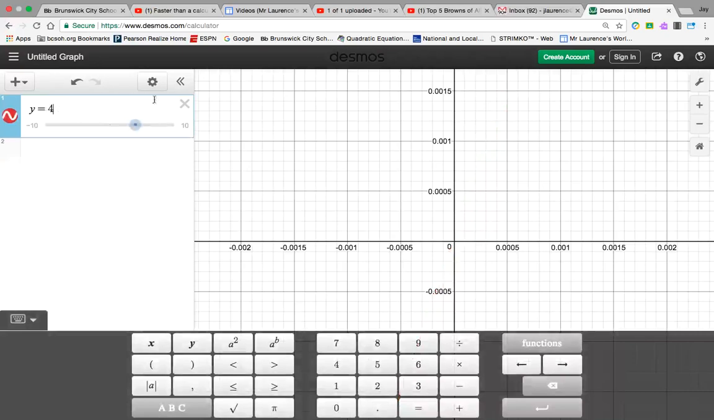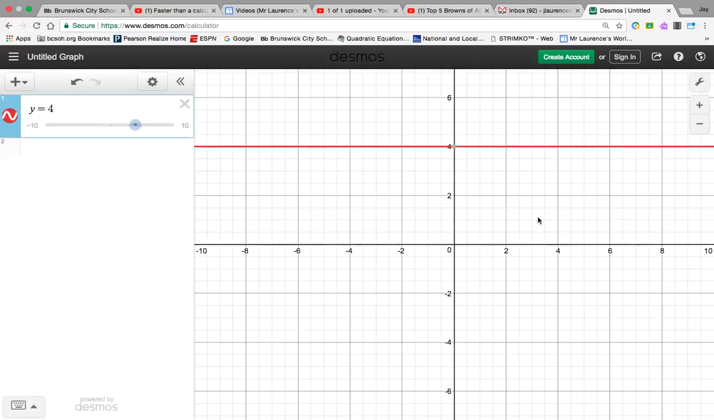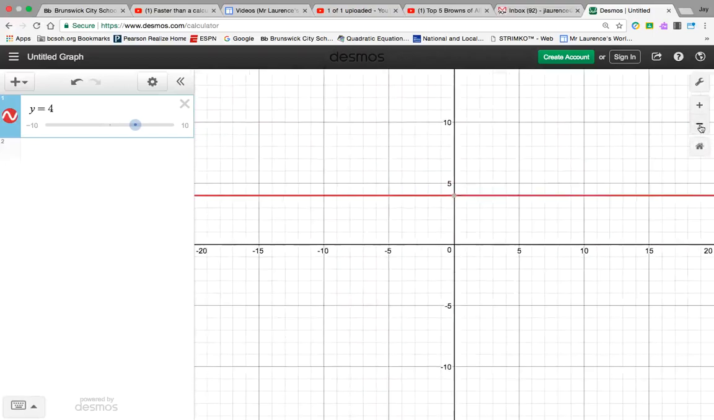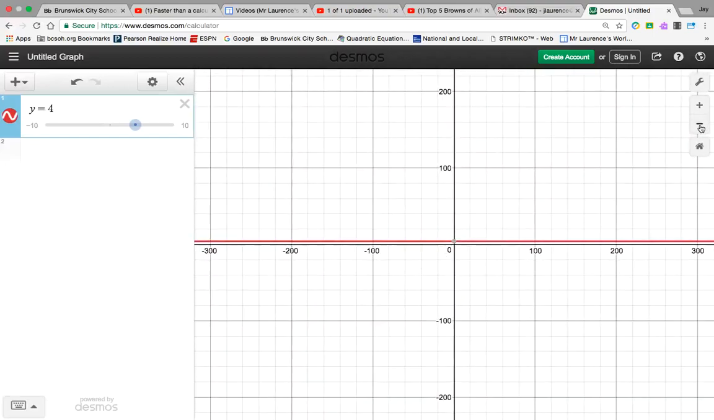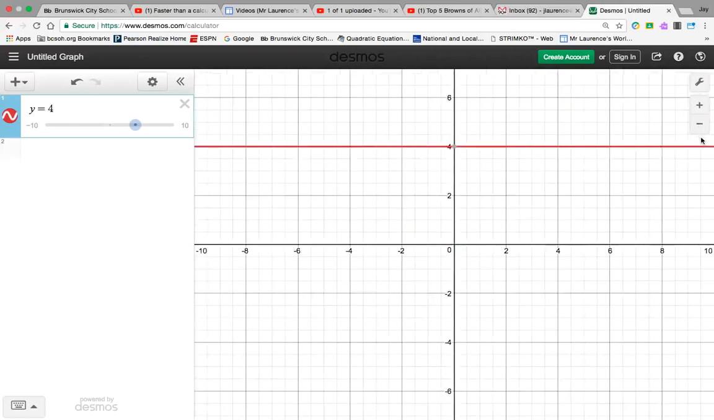What would happen if we took this x out and just did y equals 4? Let me hit home. All right, so what's the domain? What are the possible x values? Well, it looks like x can be anything. Any x value you give me, like 600, I get a y value. So again, the domain is all real numbers.